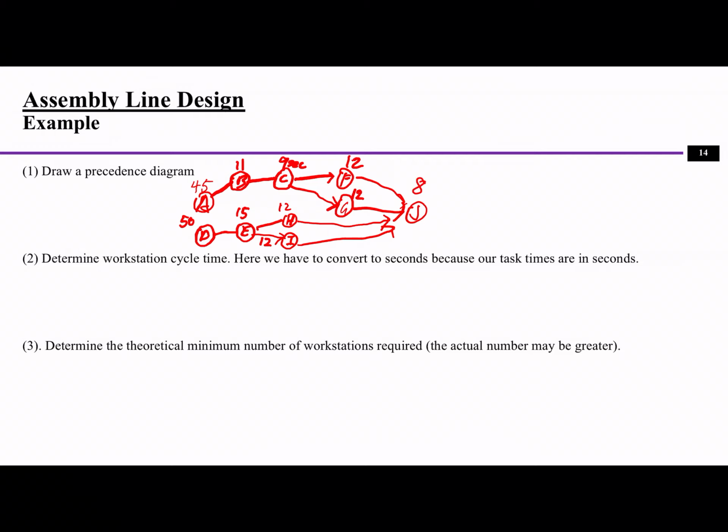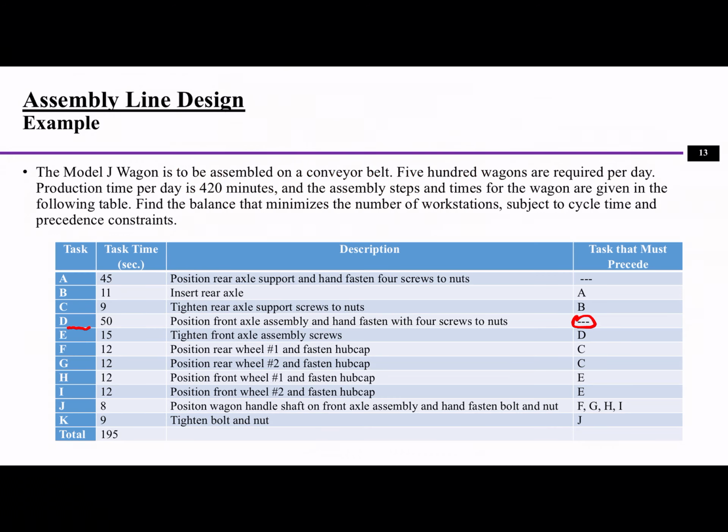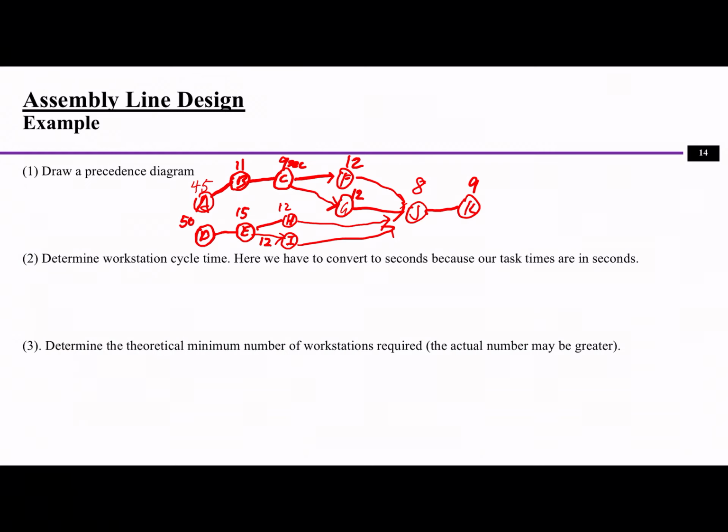And the next one will be K. K is after J, and K is 9 seconds. So basically this is a precedence diagram, and you can tell it's not really difficult. All you need to do is just follow this table from one another, and then find out what the relations between the processes are.